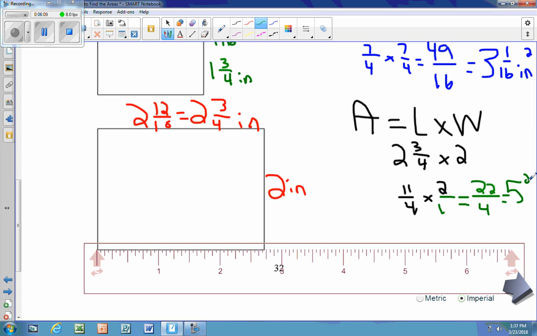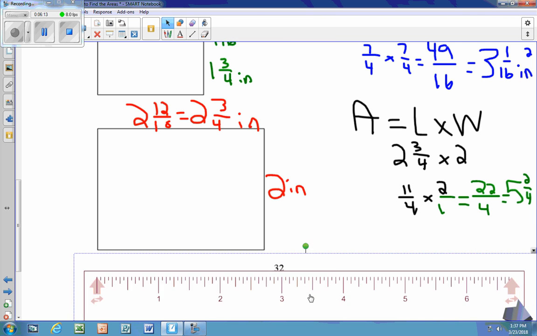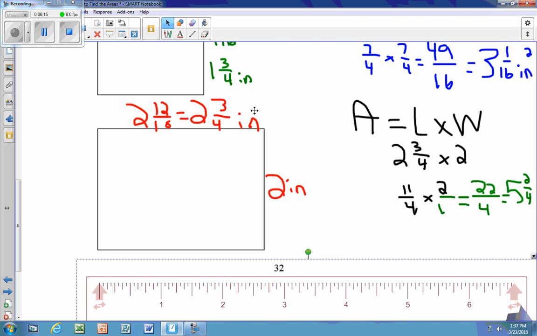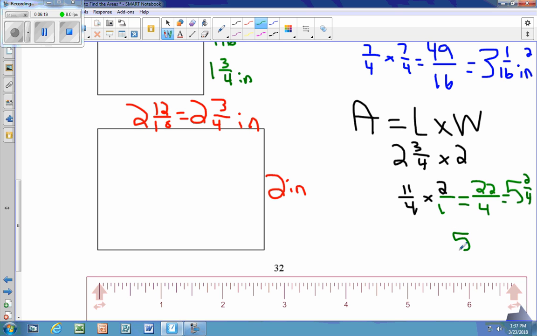Even when we get to 5 2/4, we need to go back. I'll move this out of the way. 5 2/4 is going to become 5 1/2 square inches. And that's how we measure using customary inches squared. And we find our area equals length times width.